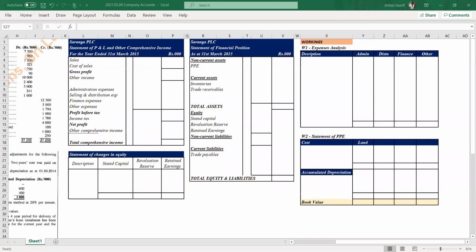It's expenses analysis, yes. Can you all hear me?